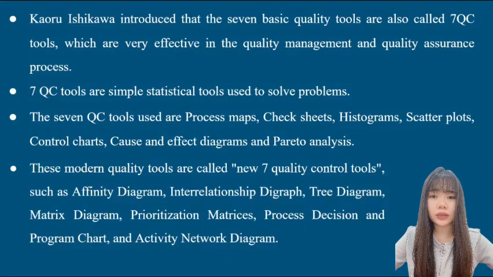Kaoru Ishikawa introduced that the 7 basic quality tools, also called the 7 QC tools, are very effective in the quality management and quality assurance process. The 7 QC tools are simple statistical tools used to solve problems. They are the process map, control chart, check sheet, histogram, scatter plot, cause and effect diagram, and Pareto Analysis. The modern quality tools are called the new 7 quality control tools: Affinity Diagram, Interrelationship Diagram, Tree Diagram, Matrix Diagram, Prioritization Matrix, Process Decision Program Chart, and Activity Network Diagram.